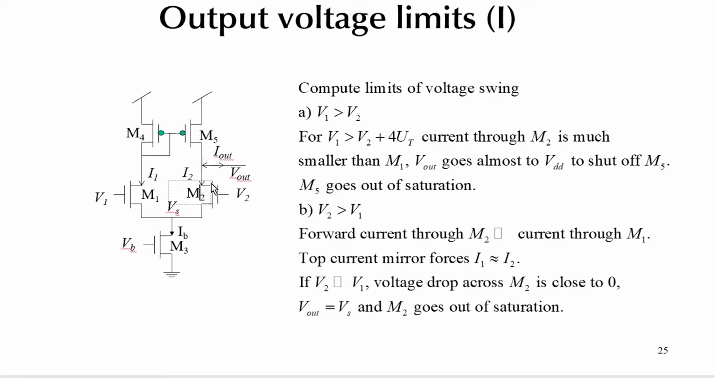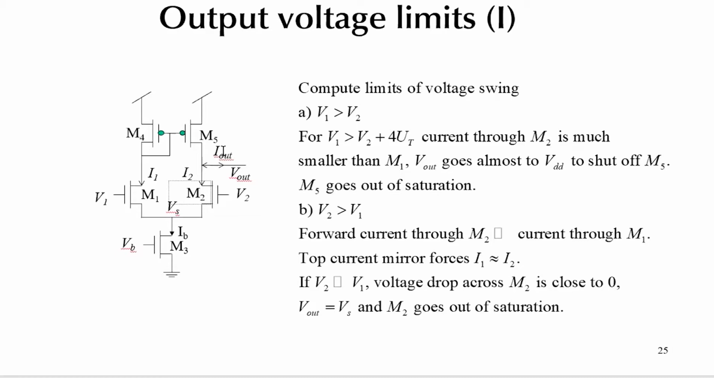So remember what I said is you can set the voltages to anything you want, but in the end, Kirchhoff's current law is going to apply, right? So in this case here, because I2 will be very small, then this current flowing to M5 has to be also very small. So which means that M5 has to be out of saturation, right? Means the V out has to be less than VDD minus 4 UT. Yeah, you guys get that?